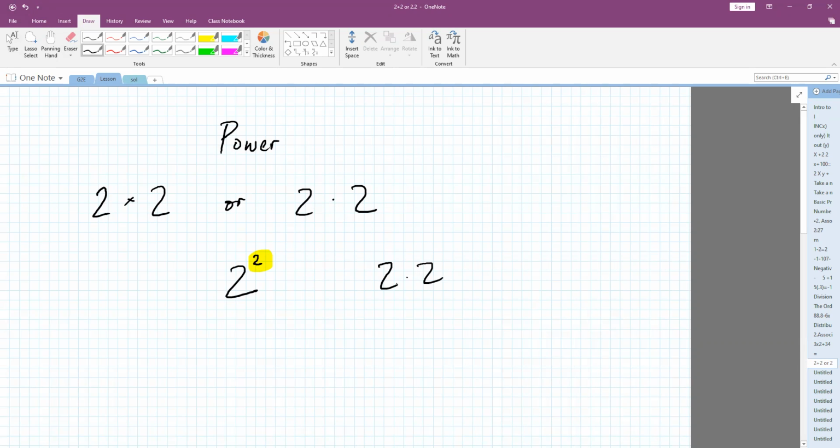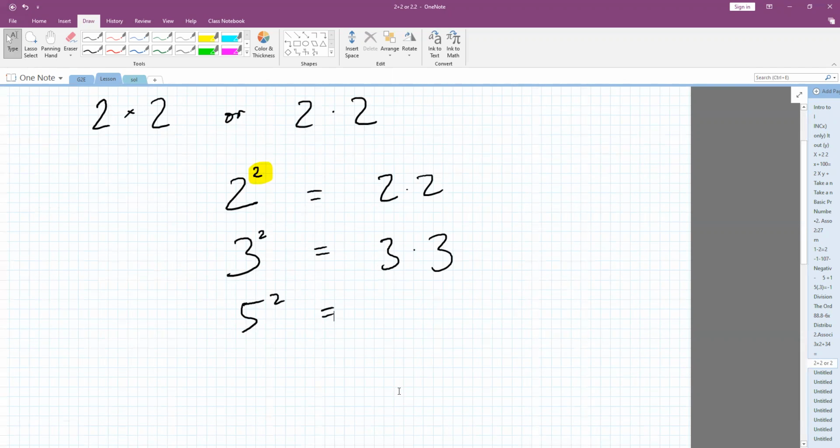So 2 times 2. For example, if you have 3 to the power of 2, is that 3 times 2? No. This becomes 3 times 3. So it's always the same number. Yes. Now when you have, for example, 5 to the power of 2, what's that? That is 5 times 5. So what's the value? 25. 25.